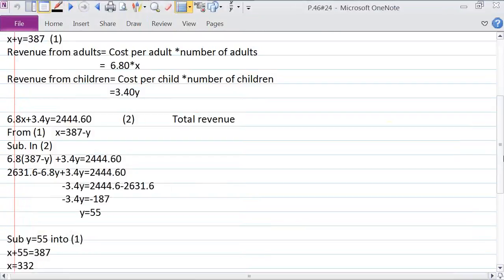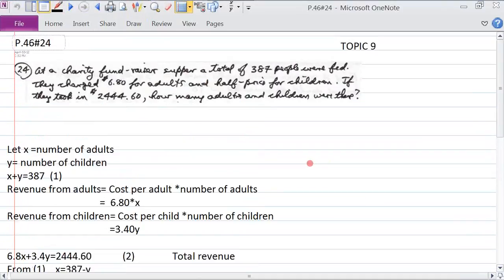If we start with the first problem, we're told that at a charity fundraiser supper, a total of 387 people were fed. They charged $6.80 for adults and half price, in other words, $3.40 for children. So right away we know that if we let X equal the number of adults and Y equal the number of children, the total is X plus Y equals 387.